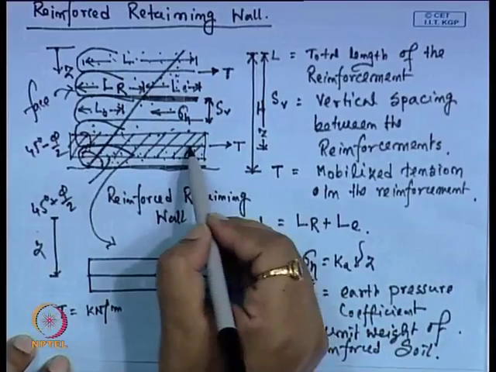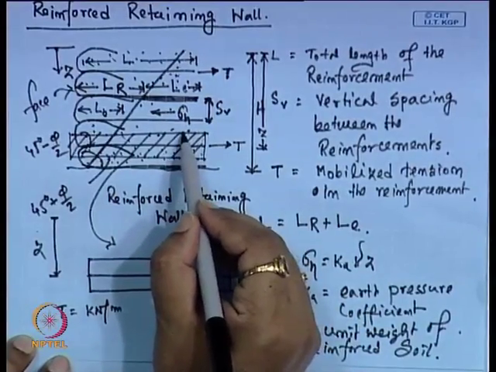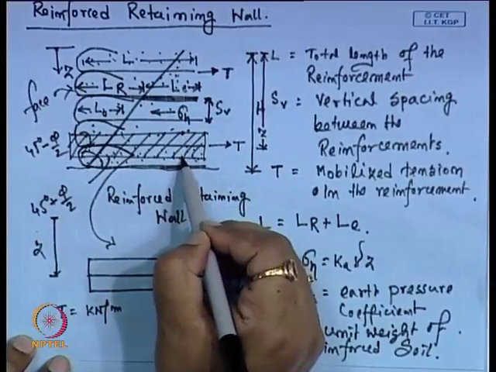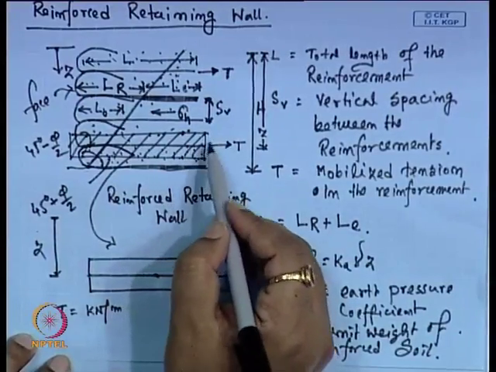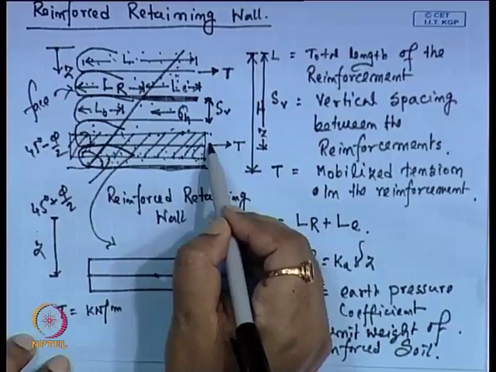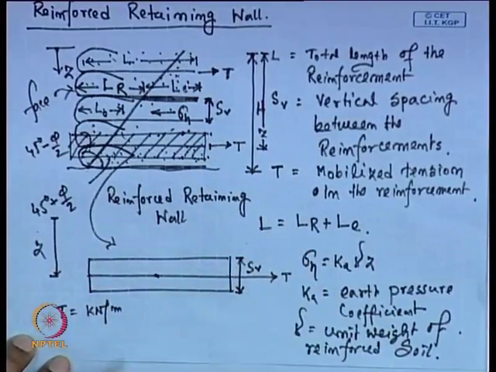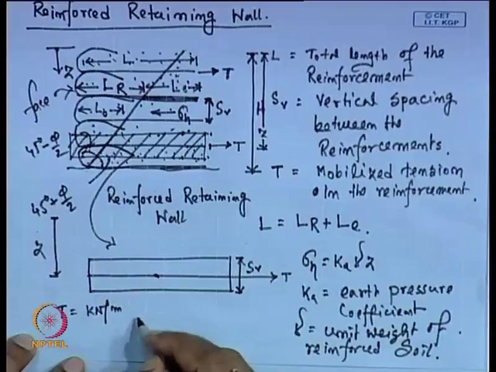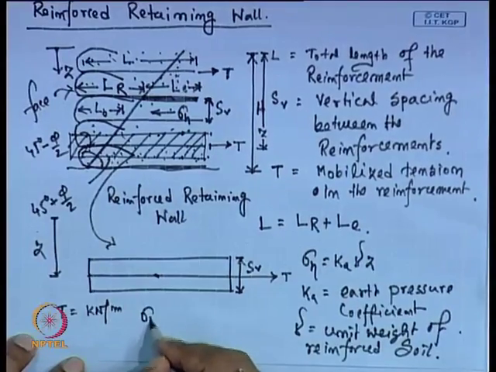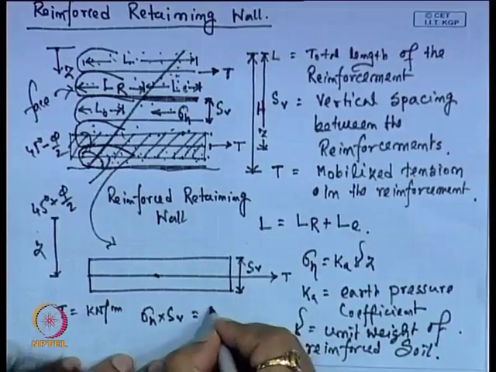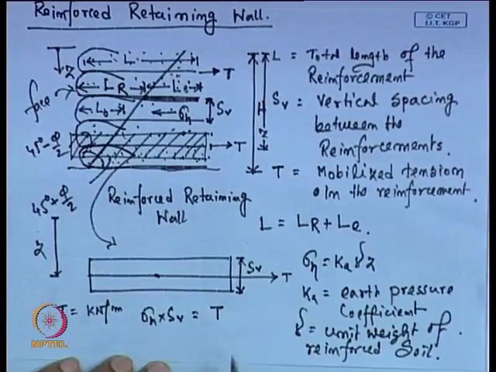Because here we have taken this segment from the center between two reinforcement layers to the center between the next two reinforcement layers. So, this is S_V by 2 plus S_V by 2, this is S_V. So, we can write that sigma h into S_V is equal to T allowable.